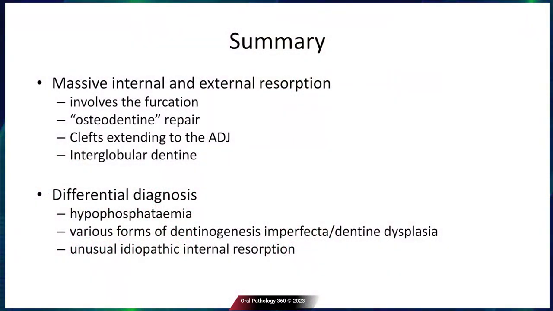So this was a combination of massive internal as well as external resorption involving the furcation of all of these teeth and clefts and interglobular dentine. And we had this differential diagnosis, as you can see here, which we discussed at some length with various dental pathology experts in pathology and pediatric dentistry up and down the country. And eventually we came to the idea that we really couldn't pigeonhole this. And this was probably just a very unusual idiopathic internal resorption.